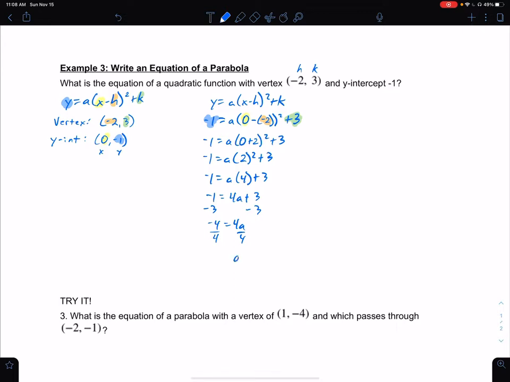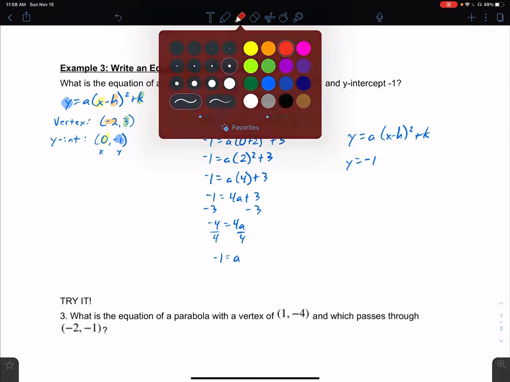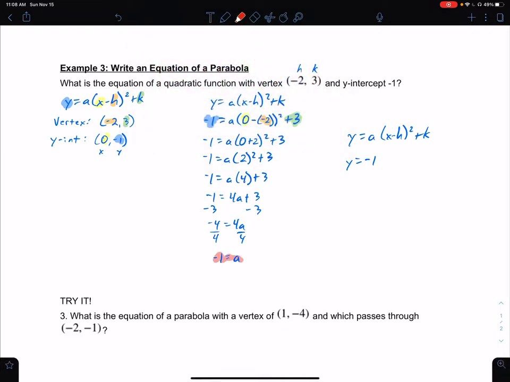When I finally solve this, I now have a is equal to -1. So I can take my vertex form and plug in my a value, which is -1. Then leave x and y as x and y, minus h. So h we said was -2, plus k, which is 3.